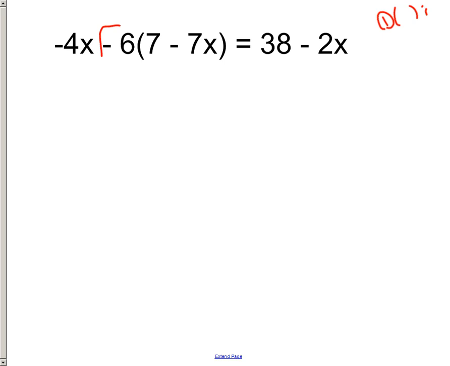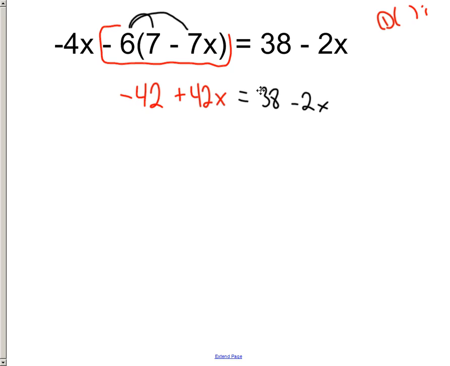So all of this is going to be within the parentheses, for distribution. Negative 6 times 7 is negative 42. Negative 6 times negative 7 is positive 42, and this has an x, so the x goes right here with it. The equal sign, the 38, and the minus 2x drops. Now, what people do in a hurry is they normally forget this negative 4x right here, this front term. So don't forget that front term that's lurking there, okay?